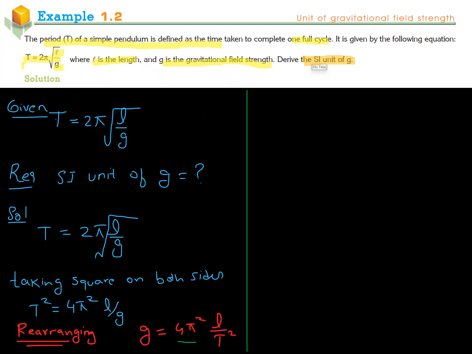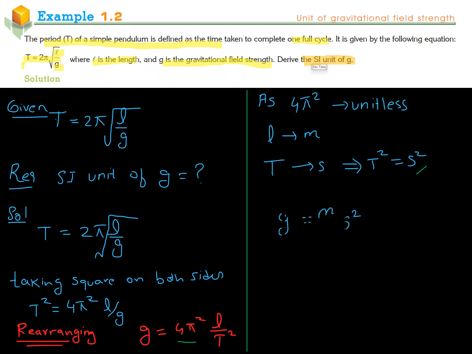And now let's analyze the units of all these terms one by one. 4 is a number and pi square is also a number, so it is unitless. But L is length, so its unit is meter, and T is time, its unit is second. So if we take T square, it makes second square. So if we place all these here, we will get g equals meter over second square, and that is the SI unit of gravitational acceleration.